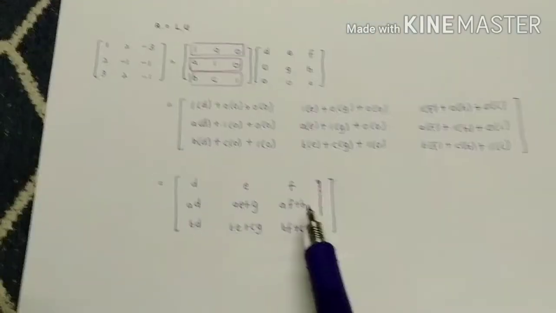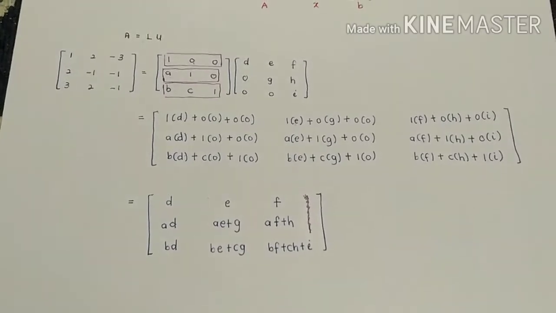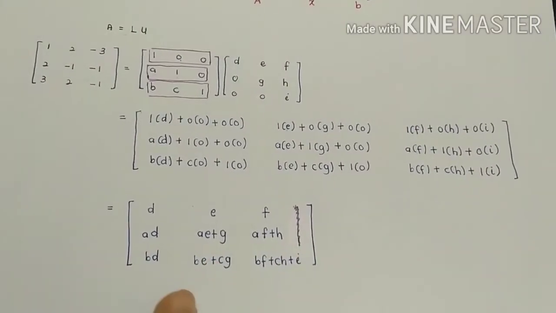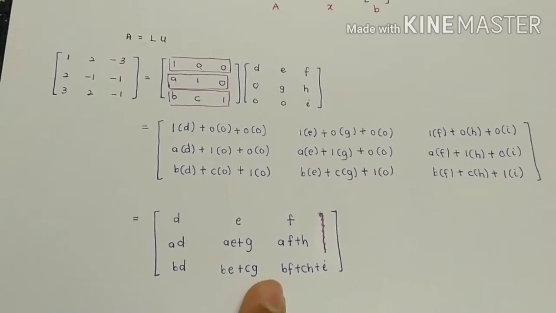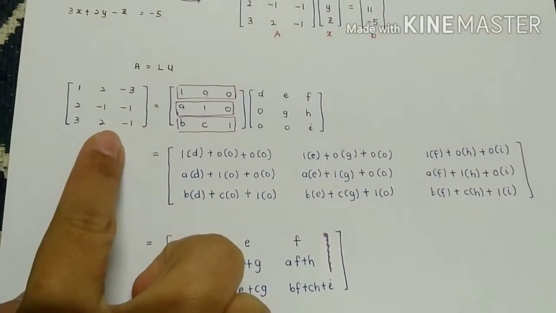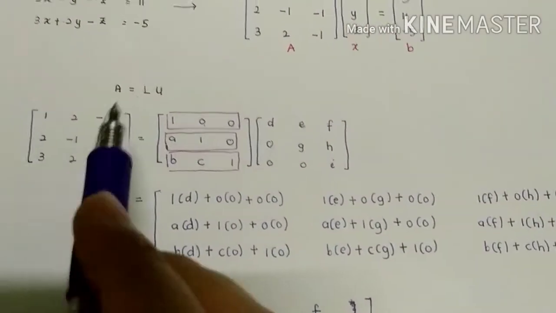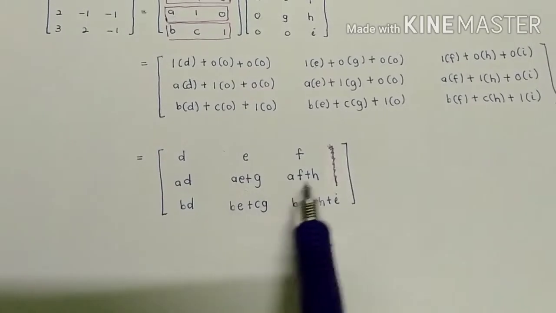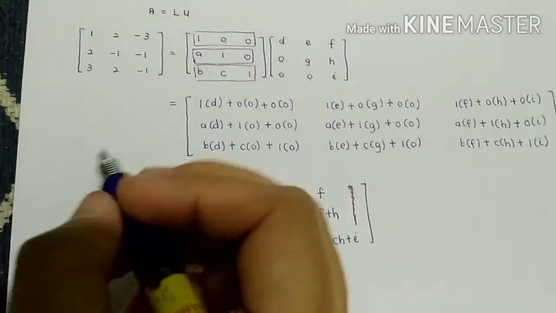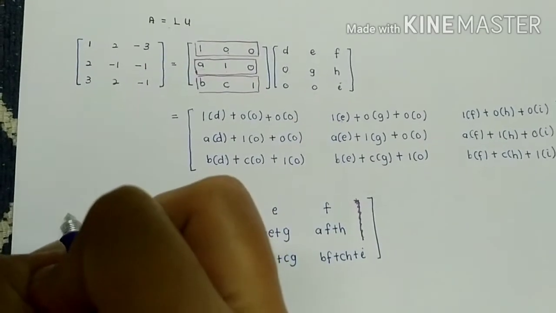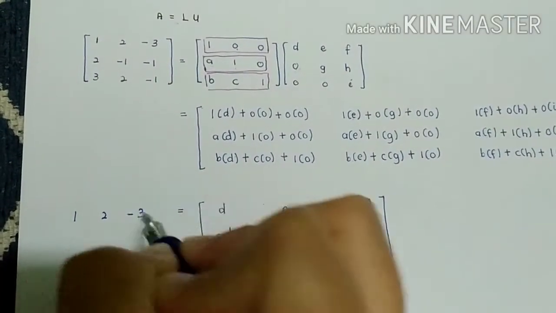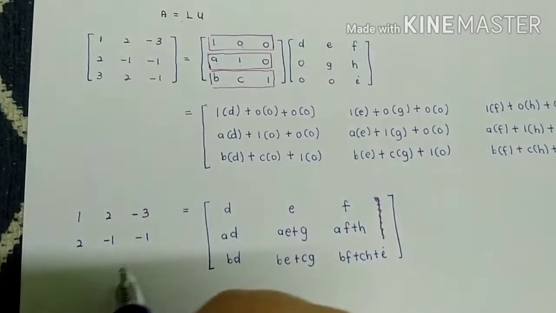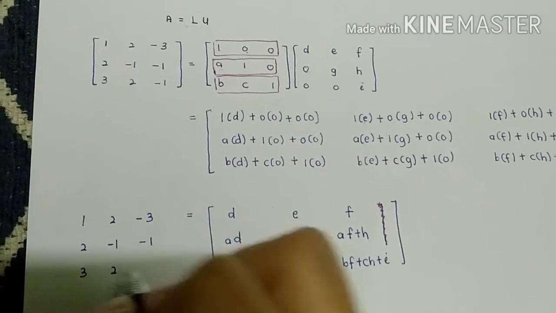So this is the multiplication of matrix L and U after we simplify. After we get the multiplication of matrix L and U, we must compare with matrix A on the left hand side, from the formula A equals LU. So this is the multiplication of LU, and then we compare with matrix A. Matrix A we have 1, 2, negative 3, and then 2, negative 1, negative 1, and 3, 2, negative 1.